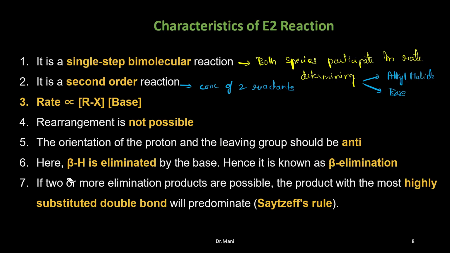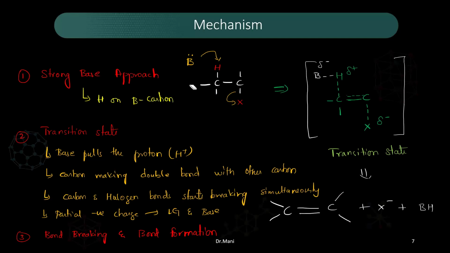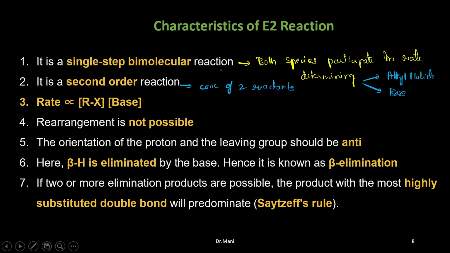Next, here the beta hydrogen is eliminated by the base and it is known as beta elimination. Yes or no? Which one is inducing the elimination reaction, the alpha carbon or the beta carbon? It is the beta carbon where hydrogen is present. The base pulls the hydrogen and the reaction continues. The main molecule inducing the elimination reaction is the base, acting on the beta carbon. That's why it is called beta elimination.